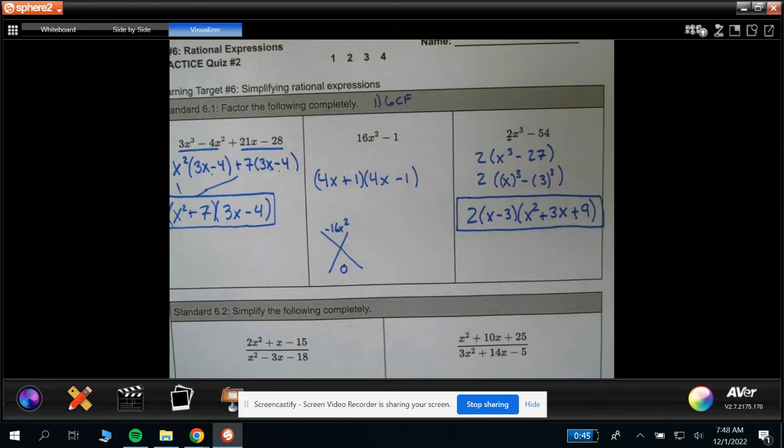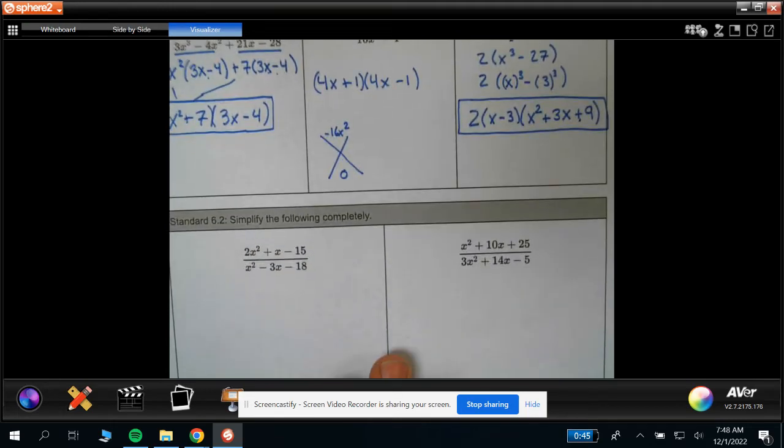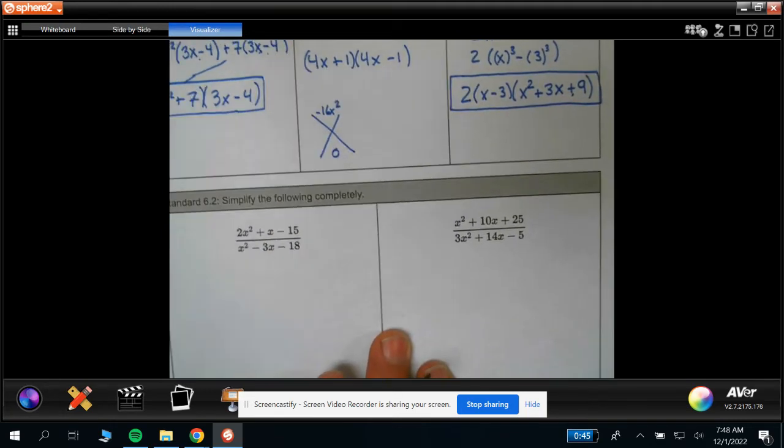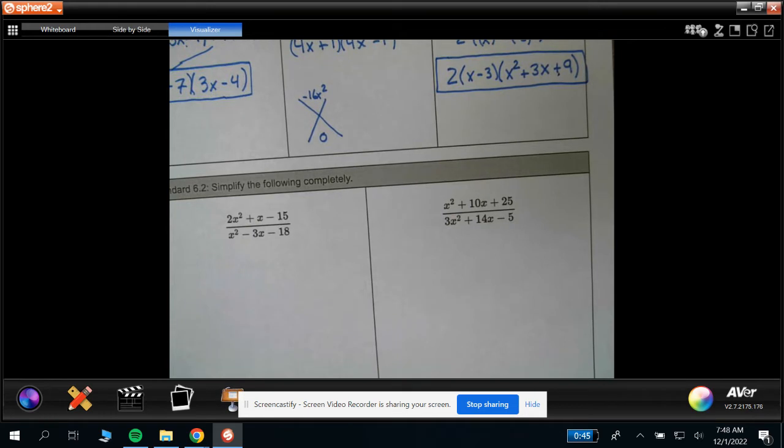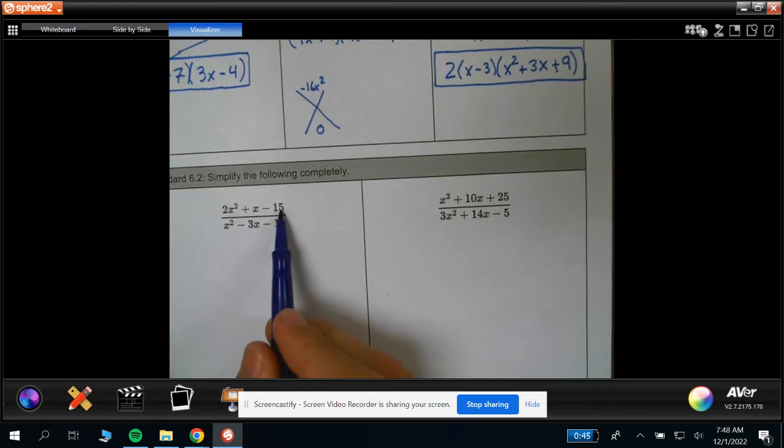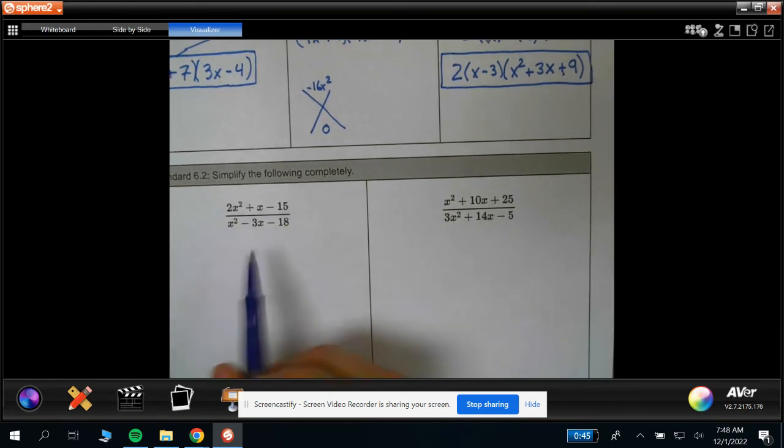All right, that's standard 1. Let's move on to simplify. Guess what's the core of this? Simplify, all we have to do is factor. Factor, factor. So as I look at the top part here, I don't see a greatest common factor.